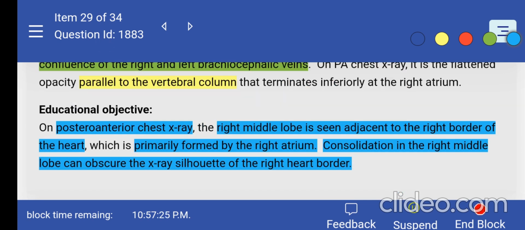So on posterior anterior chest X-ray, the right middle lobe is seen adjacent to the right border of the heart, okay, primarily formed by the right atrium. Consolidation in the right middle lobe can obscure the X-ray silhouette of the right heart border.